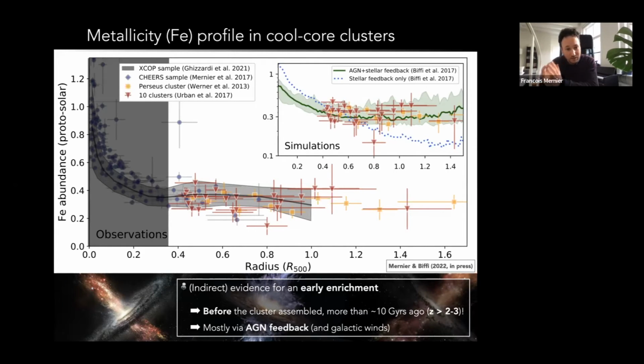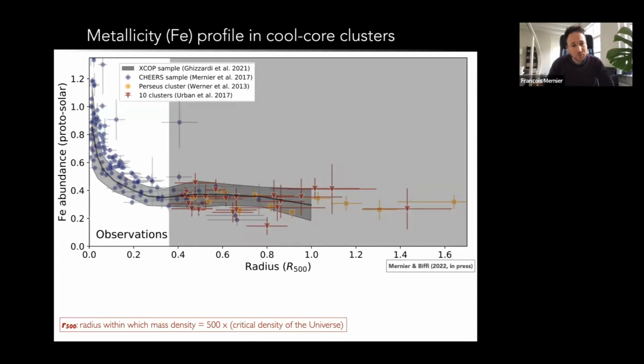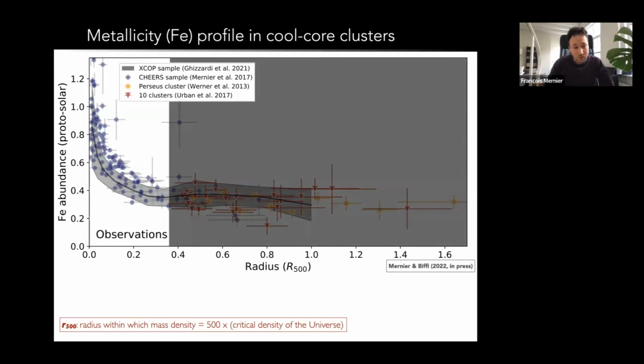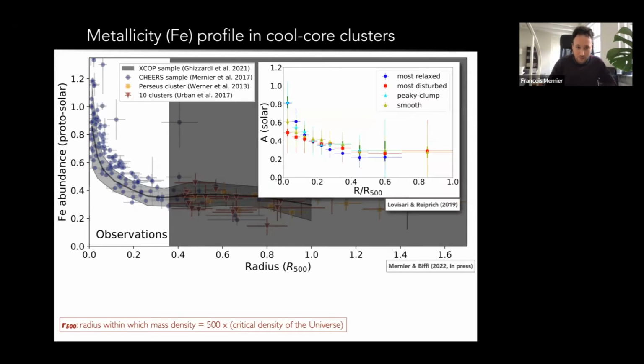So exactly at the epoch where the star formation was at its cosmic noon, and also when the black hole activity was at its maximum as well. So now if we just focus on the core here, what you observe is, of course, that you have a central increase of metallicity here. And this metallicity actually mostly traces the iron abundance.